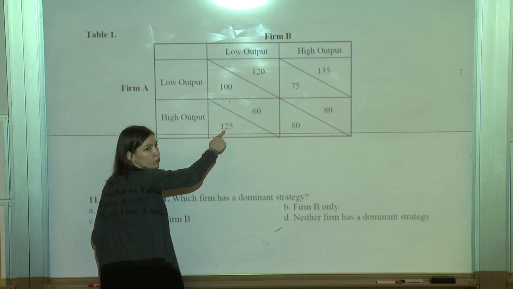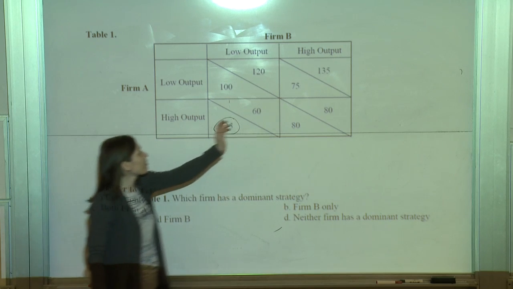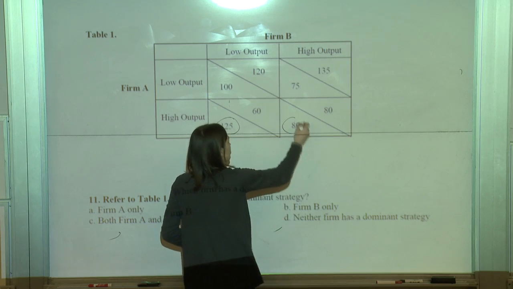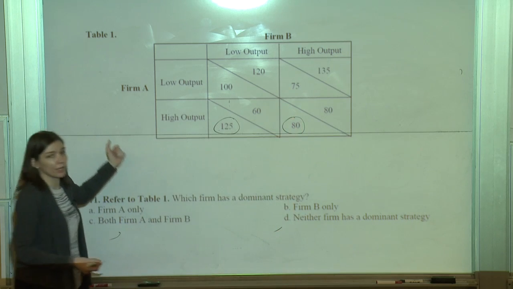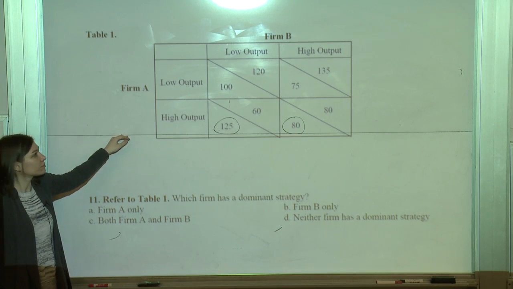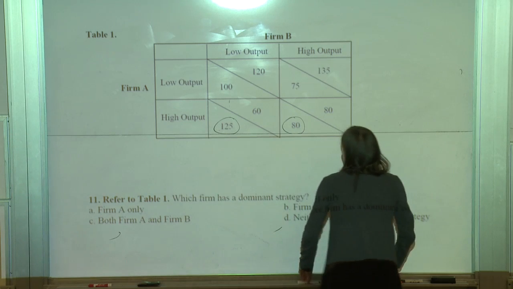If firm B chooses low, what is my optimal response? High, because that gives me 125. All right? So that's the one. And again, if firm B chooses high, what should I do? High too. So does firm A have a dominant strategy? It does. It should go with high no matter what firm B does. Then repeat the exercise from firm B's perspective.